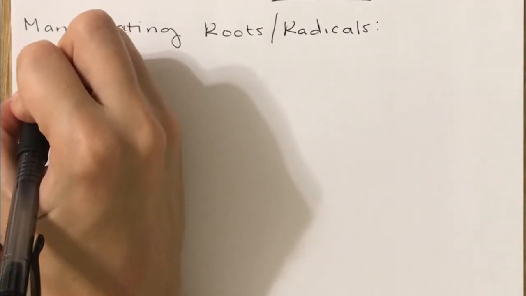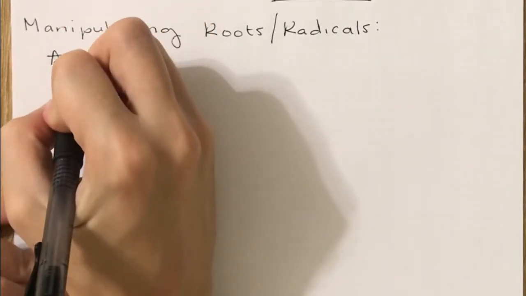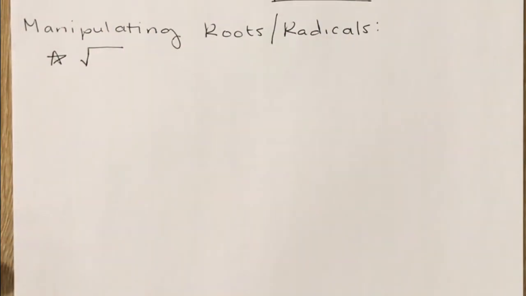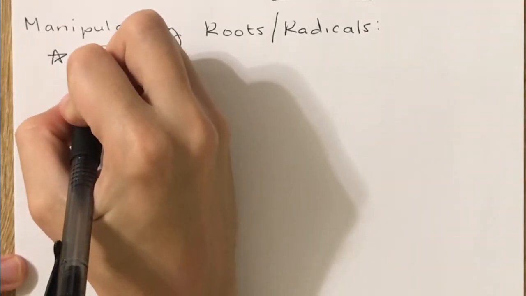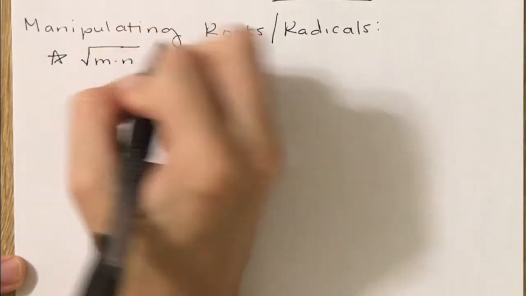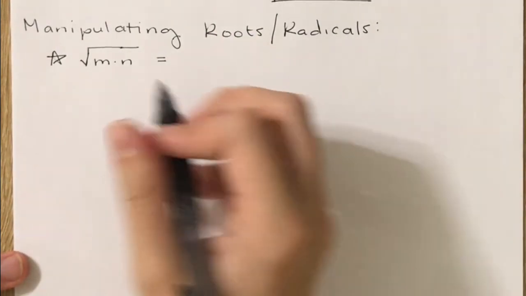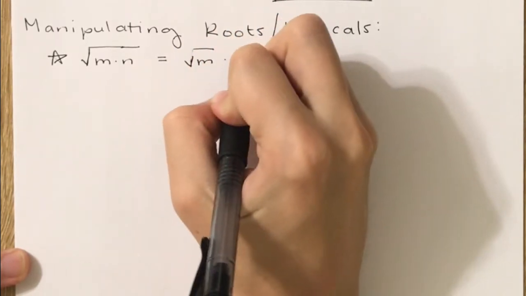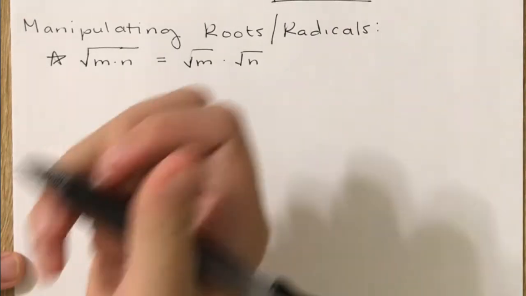So the big fact that we're going to use here a whole bunch, we're going to be working a lot with square roots in particular, but this applies to all roots. If I have two numbers, m and n, underneath a square root, then I can rewrite this as the square root of m times the square root of n. So what does that mean?